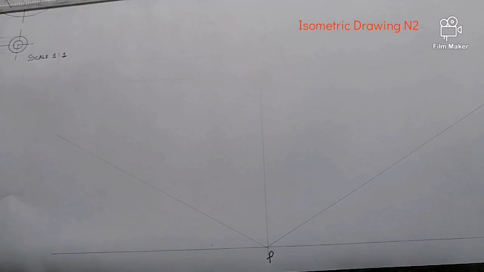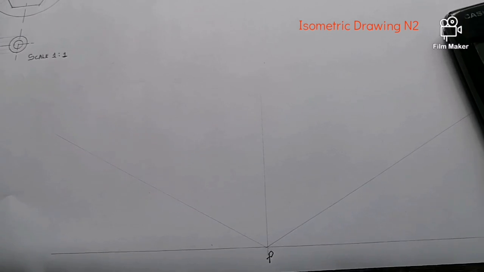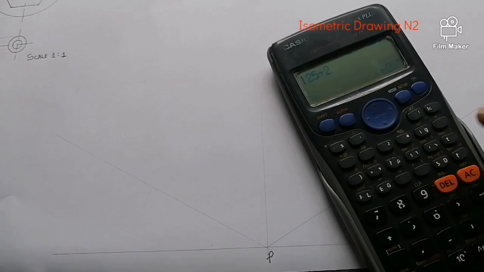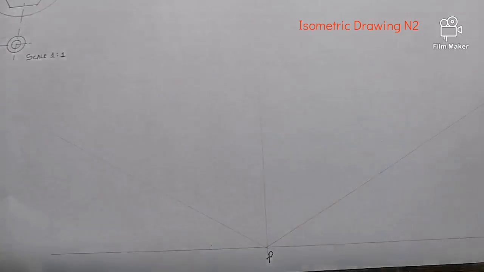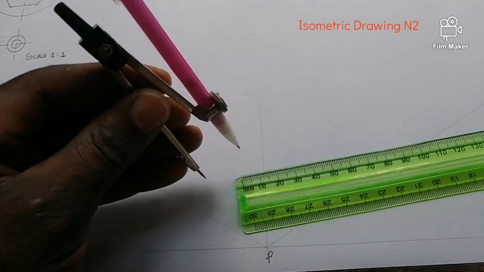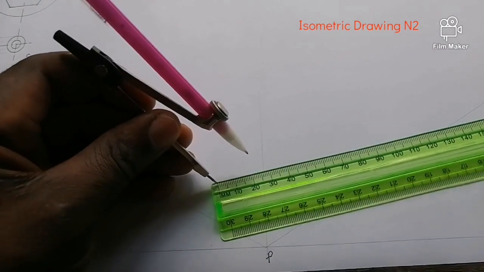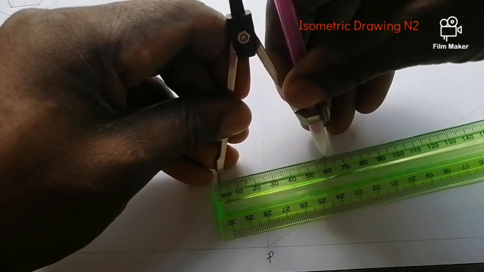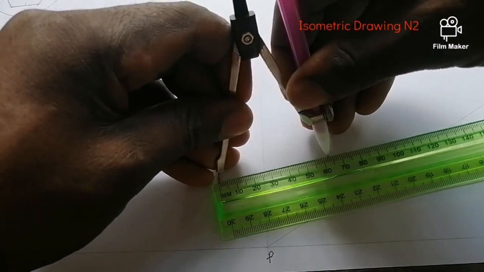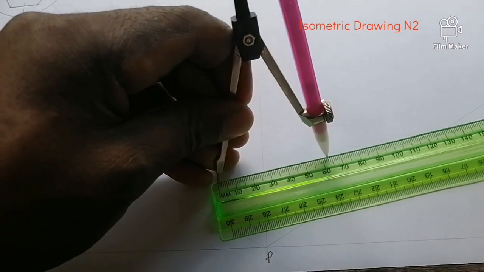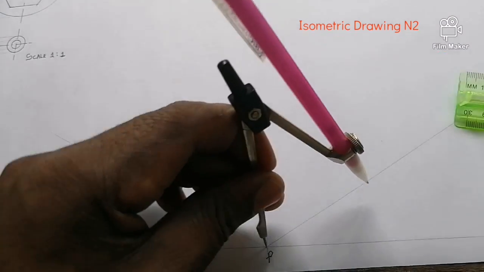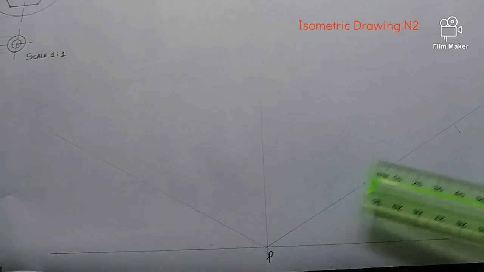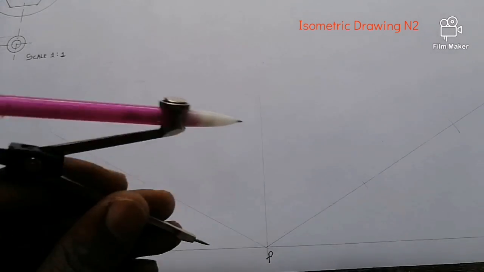So remember the scale is 1:1, so we see a dimension of diameter 125. So 125 divided by 2 so that you get the radius, isn't it? So it's radius 62.5. So you take your drawing ruler, open it to the radius, which is 62.5. 62.5 is between 62 and 63. So what do you do with that? Mark here and mark there.